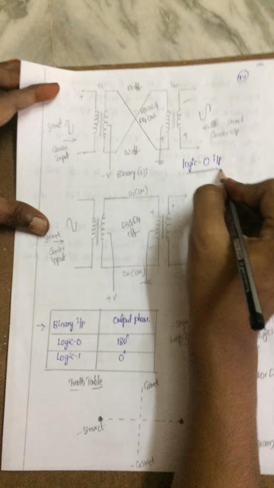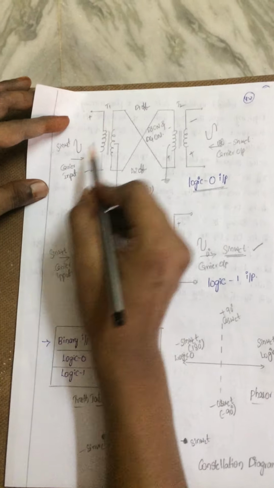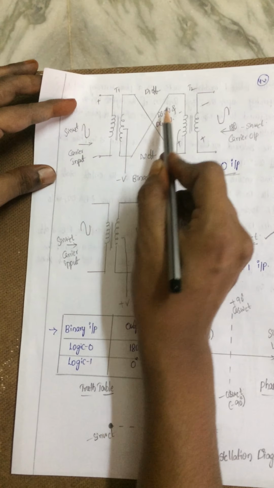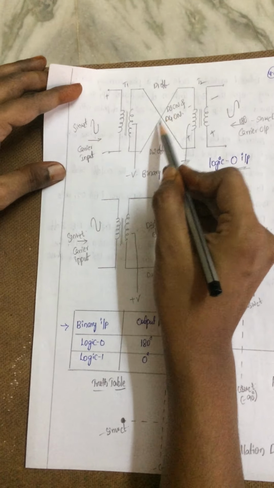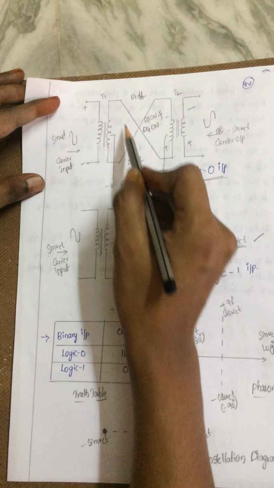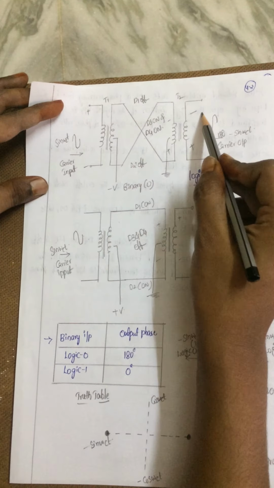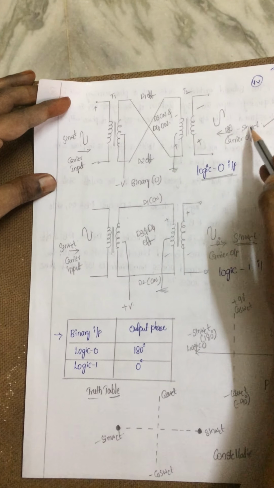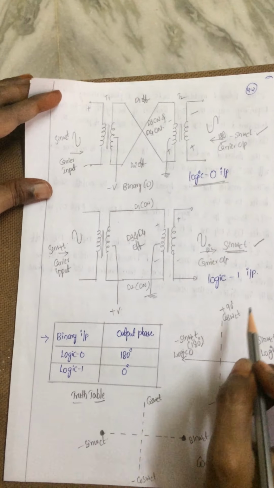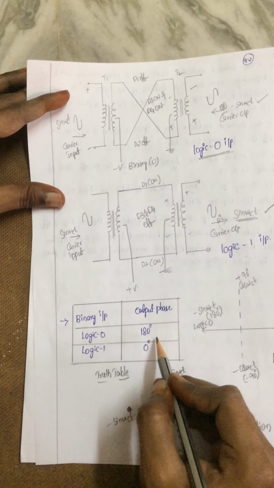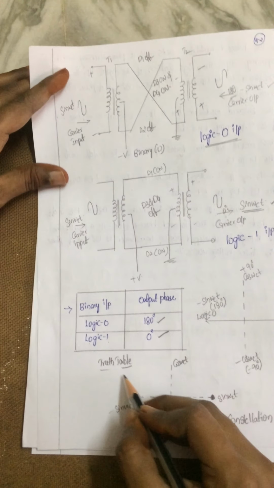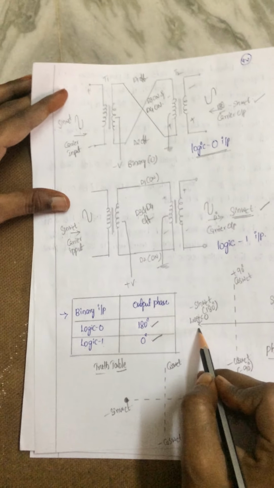Similarly, let me take logic 0. If we take logic 0, D1 and D2 are off, D3 and D4 are on. Means these two are reverse biased, those two get on. When these two get on, there is a reverse biased condition, meaning the phase is reversed. Hence we are getting 180 degrees phase shift, that's how minus sin ωct. That's it, simple logic. Whenever logic 0 is given, we are getting 180 degrees phase shift. Whenever logic 1, we are getting 0 degree phase shift. So either 0 or 180 degrees phase shift.